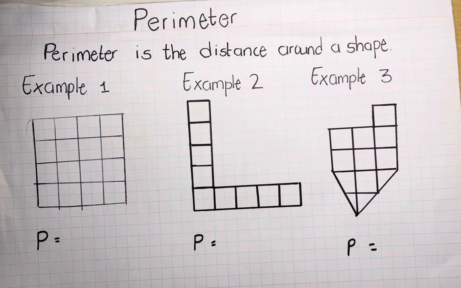I'm Tishela and today we're going to talk about perimeter. Now, perimeter is basically the distance around a shape, right? So I'll give you an example you can relate to.